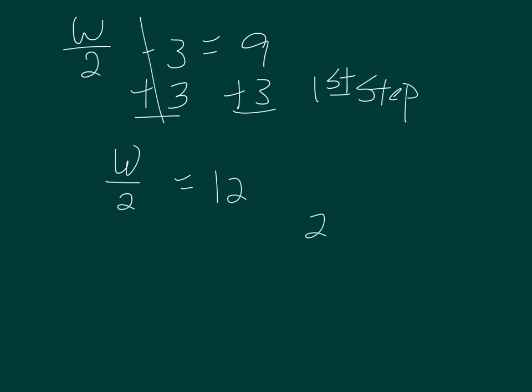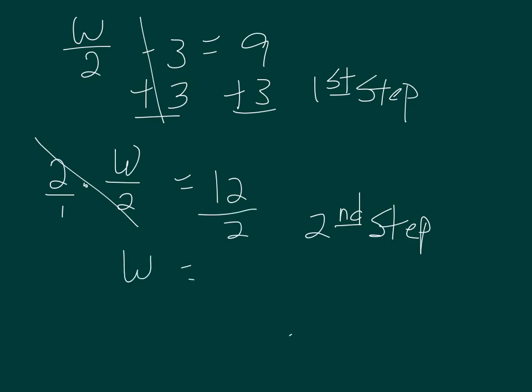Now what's our second step? That's right, we have to do the opposite to the variable term. So what's being done to the variable here? Division. So instead of dividing by 2, we're going to multiply by 2. So what's 2 divided by 2? It's 1, which we don't have to write down. We just have w, but we have to divide the second side by 2.